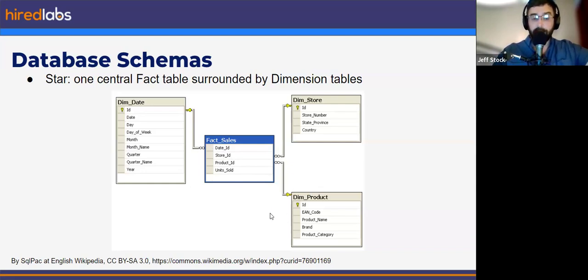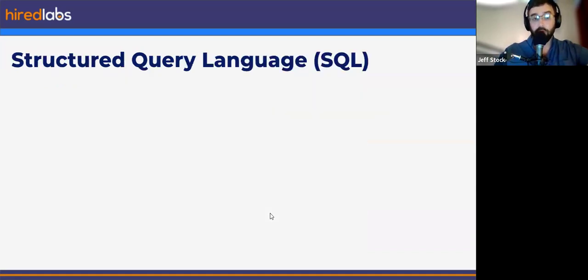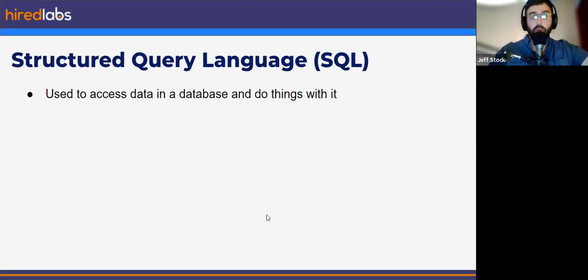Cool. Now, to your point, Michael, the way you would access this is through a structured query language, or SQL. The reason it exists is to access data in a database and then do things to it. So we showed that star schema before. That's like a map of what the tables are going to be. What you do with SQL is now do things with the data that's in that map.